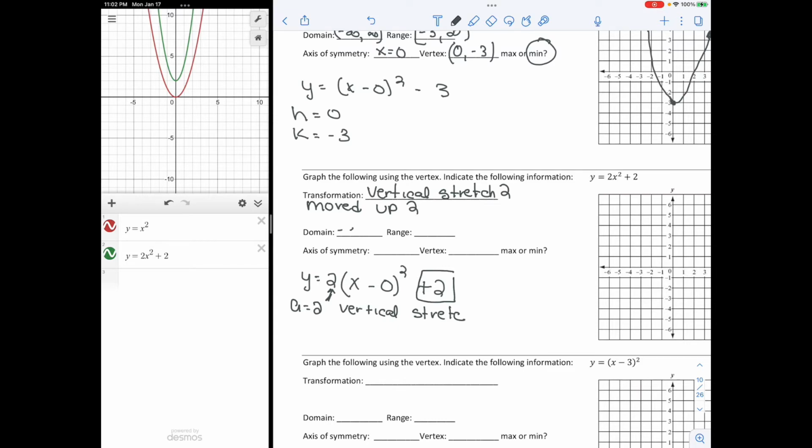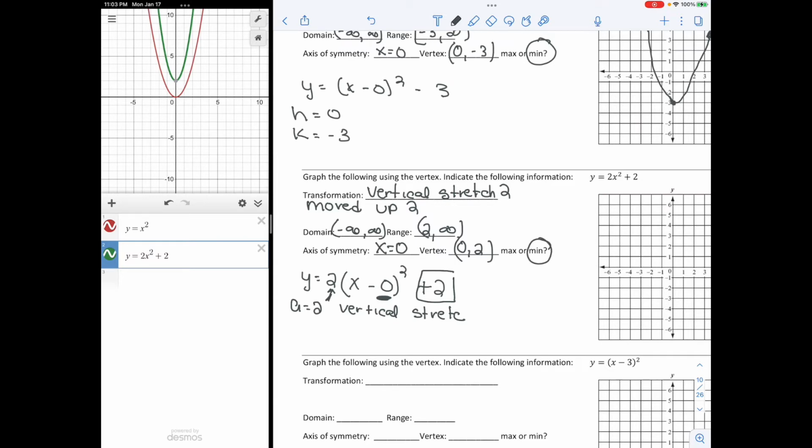What's my domain? Please, at this point, everyone should say negative infinity to infinity. And the range, now my range has changed. What's the lowest y value that I have? The lowest y value that I have is 2, and then it goes up towards infinity. My axis of symmetry is once again 0, and my vertex, which we found by graphing, was (0, 2).